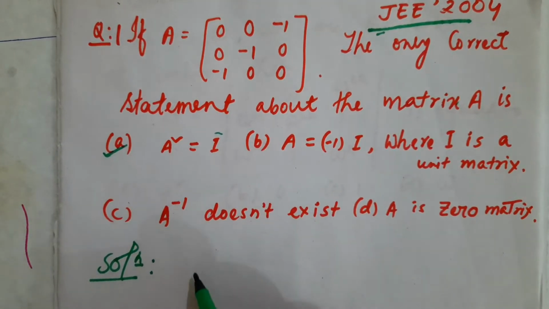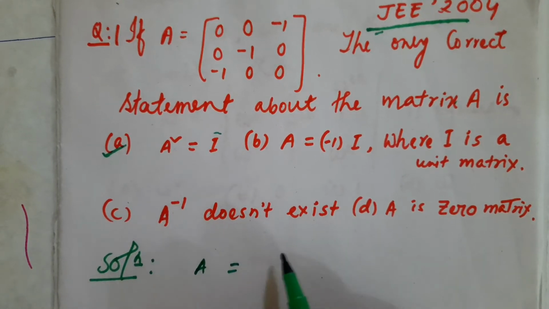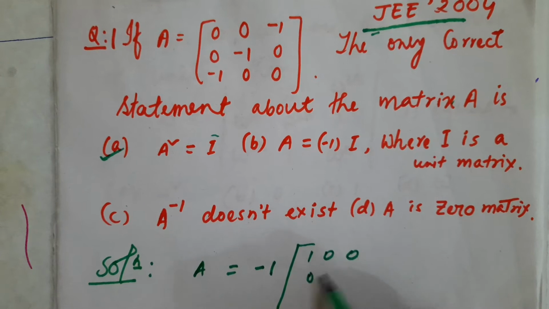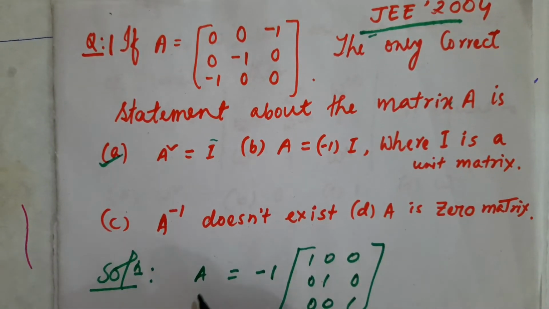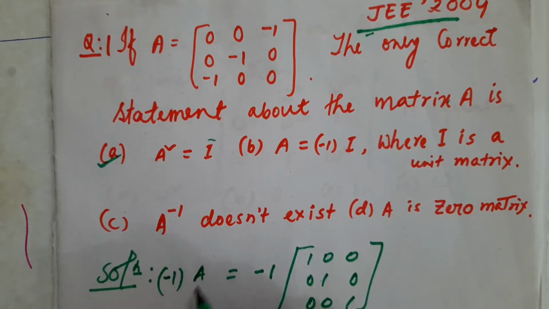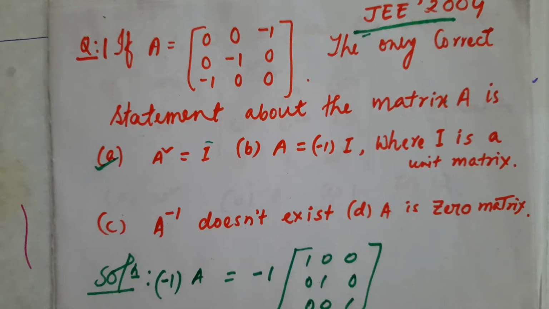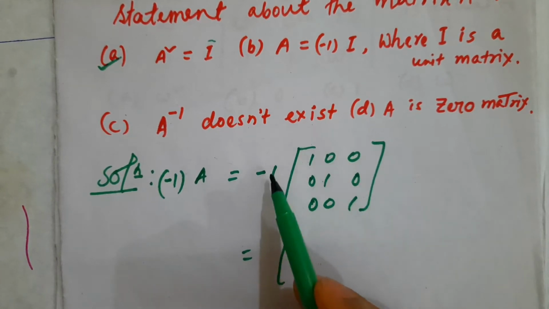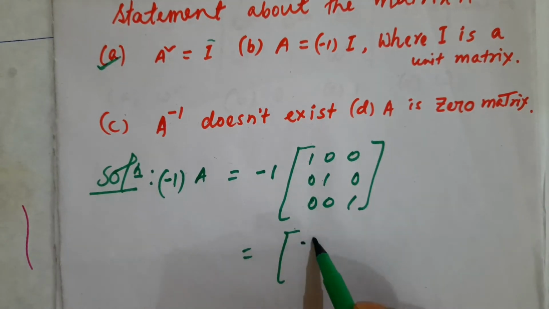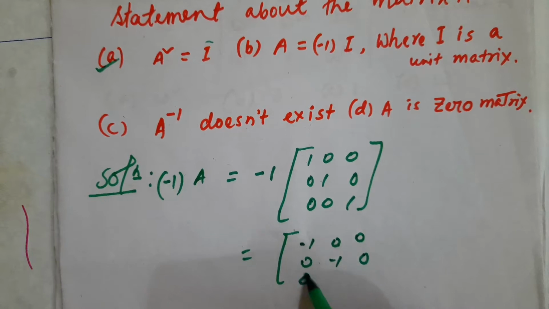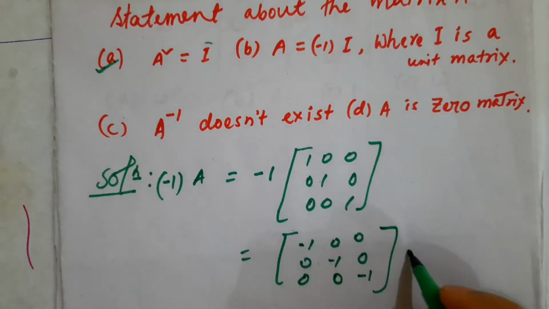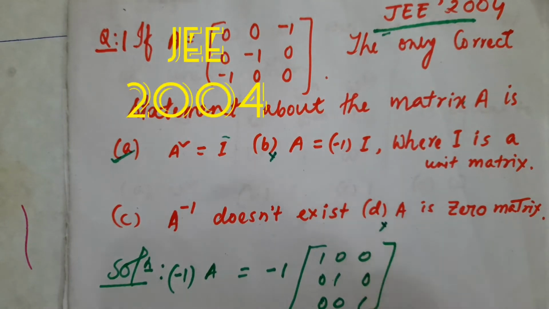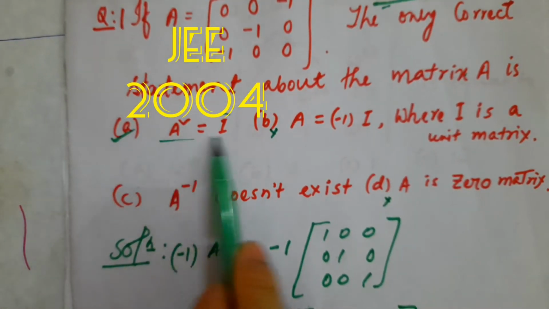Now we check option B. A equal to minus 1 into I, where I is 1 0 0, 0 1 0, 0 0 1. So we check minus 1 into A. Minus 1 is a scalar, and we have already discussed scalar multiplication of a matrix. When we multiply by minus 1, every element gets multiplied, so we get minus 1 0 0, 0 minus 1 0, 0 0 minus 1, which is not equal to A. So option B is also wrong.